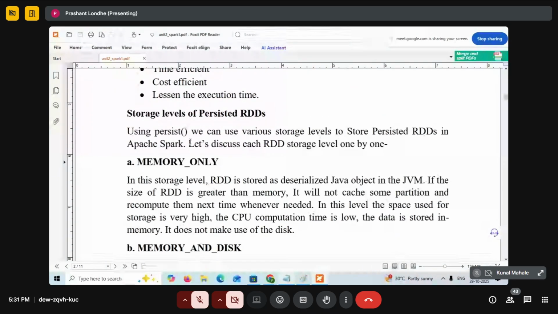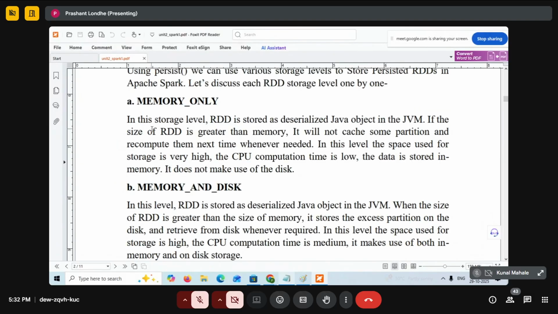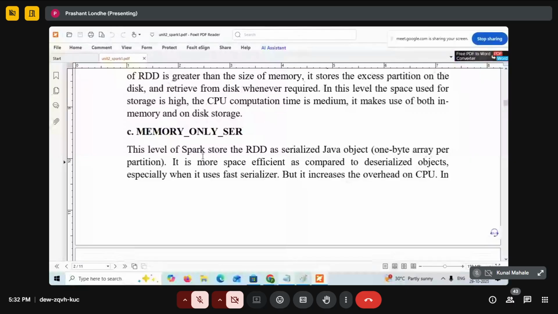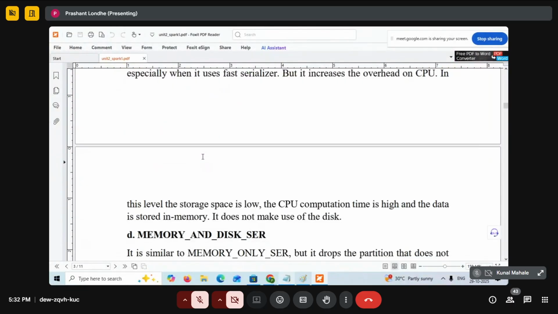So different storage levels for the persisted RDDs are defined. That will be done with persist. One is memory only, so it will store into the memory. The name itself suggests it. Memory and disk: it stores some excess partitions on the disk and it will store the value over there. Memory only server: that particular value will be stored on that particular server.